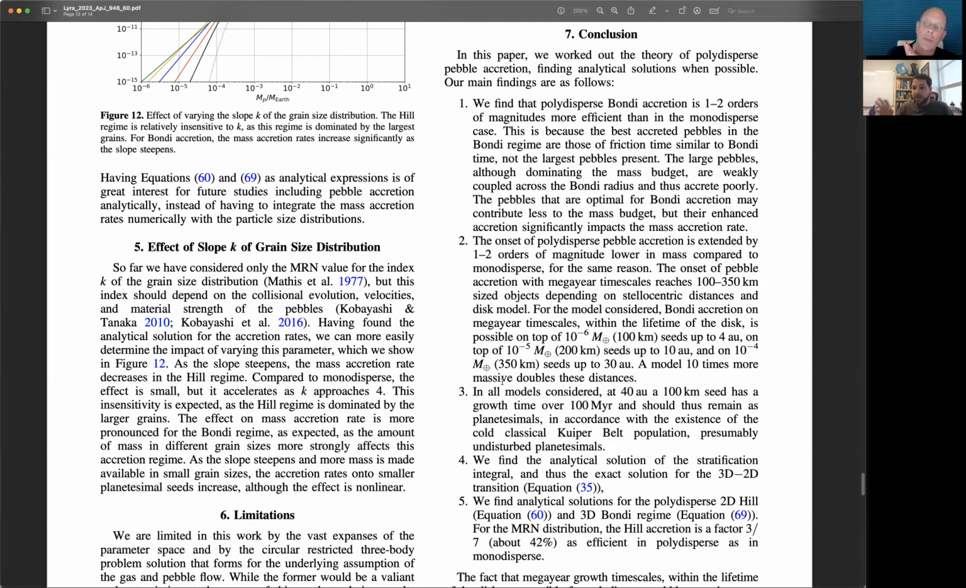So we can also explain the existence of the cold classical Kuiper belt population, which are primordial planetesimals that are undisturbed since the formation of the solar system. Well, that's the paper.